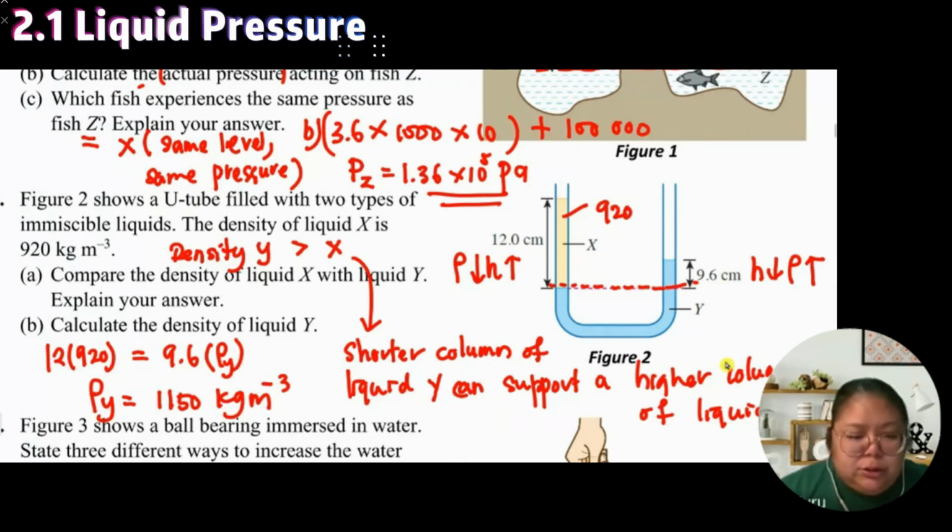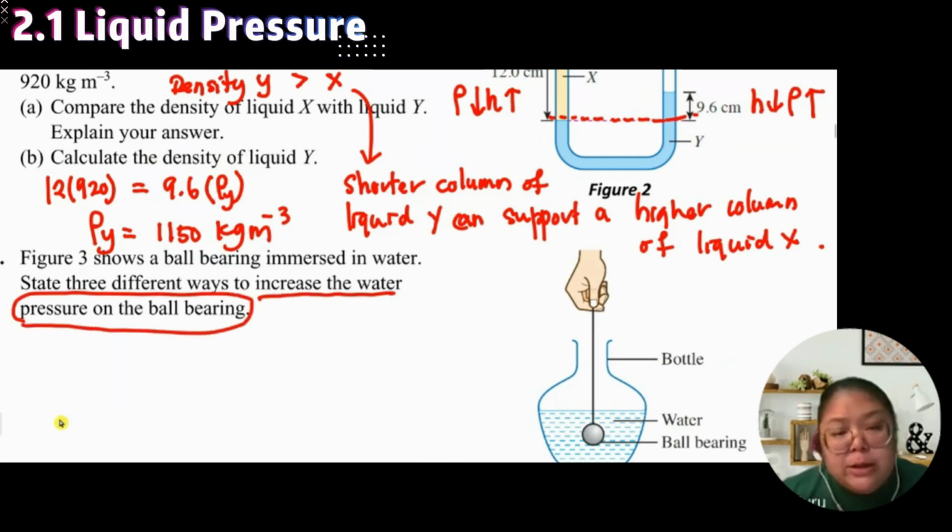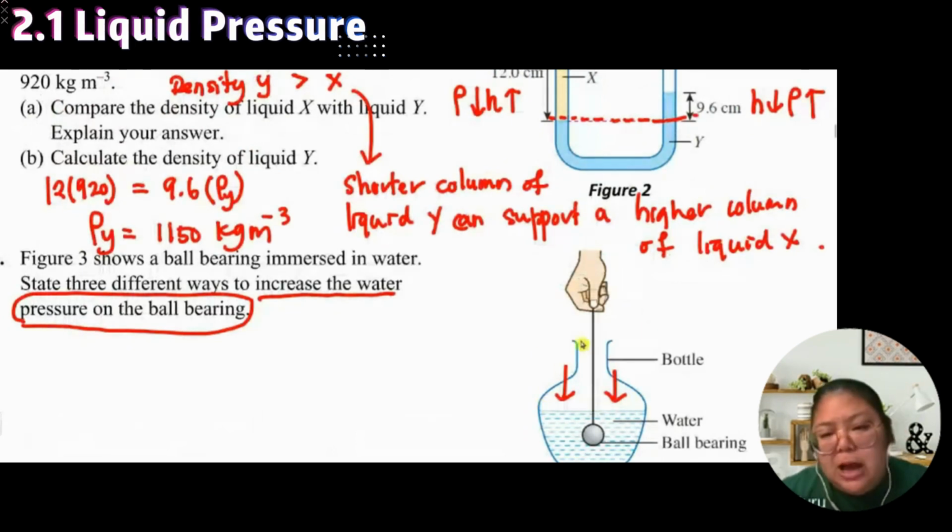Then we continue to question number 3. You see a ball bearing immersed in the water. State 3 different ways to increase the water pressure on the ball bearing. Atmospheric pressure is already fixed, so you cannot increase it. Then you can only increase the depth. So the first one, increase the water depth. How? Add water into the water. The depth will increase if I add the water.